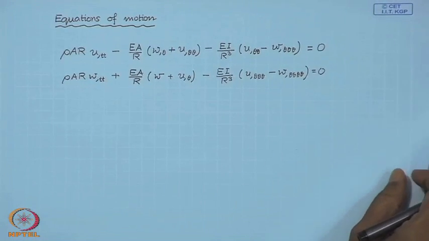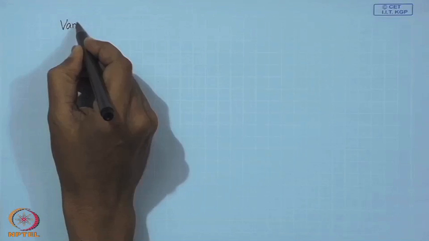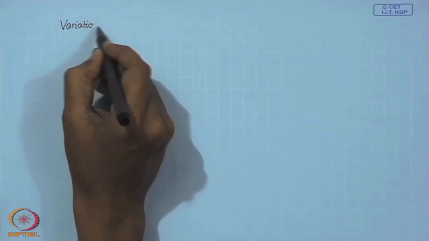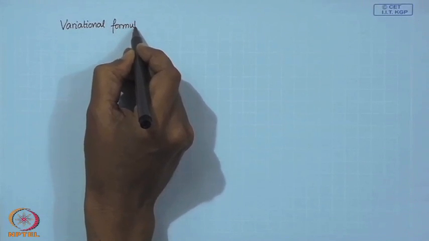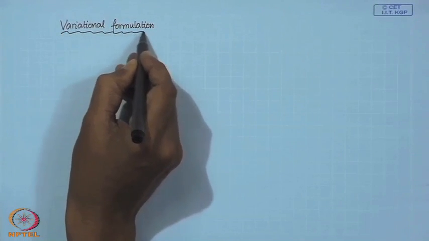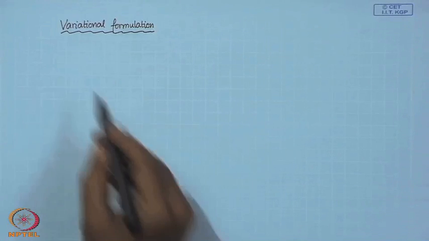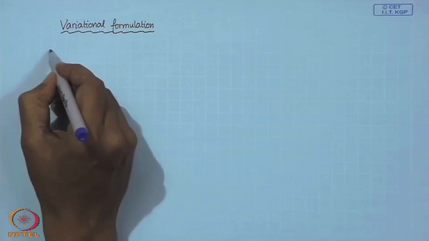Now, next we will also look at the variational formulation for this. This we will need when we do approximate calculations using, for example, the Ritz method. So, let us look at the variational formulation. We start by writing the kinetic energy.